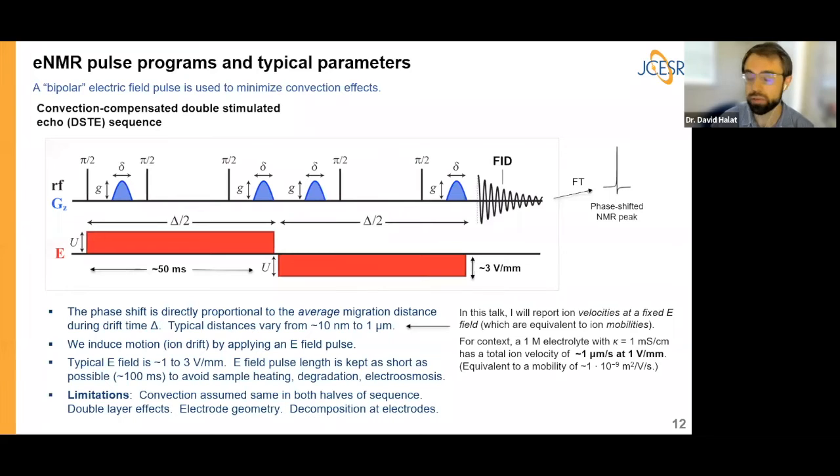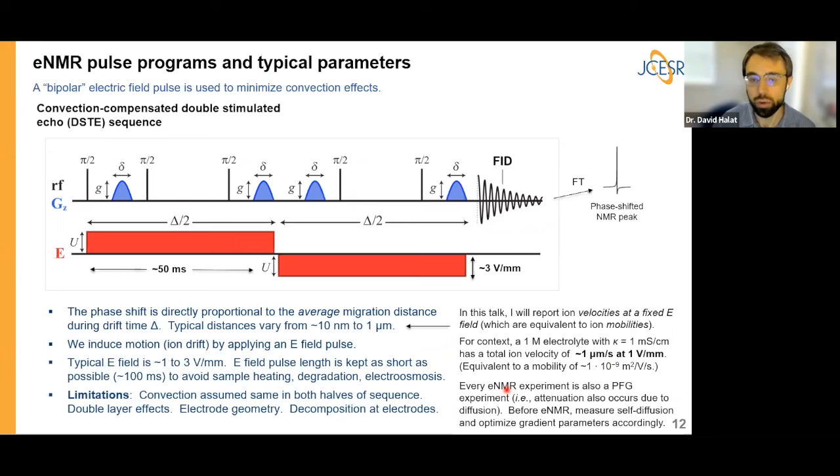And one aspect of these units that's very helpful is that if we consider a qualitatively good electrolyte that has a total ionic conductivity of about 1 millisiemens per centimeter with a concentration of 1 molar, then the ion velocity summed across all the mobile species should be about 1 micron per second when the electric field is 1 volt per millimeter. That's kind of an intuitive unit because 1 volt per millimeter is a typical field you might find in an actual electrochemical cell. If you want to know how that's equivalent to a mobility, the units are given there.